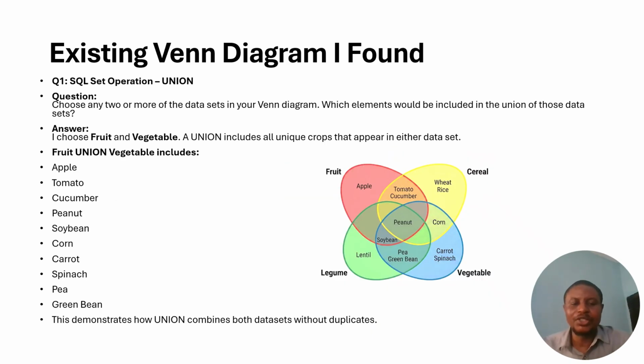So for question 1, using the union set operations, I chose fruit and vegetables. A union set includes all unique crops that appear in either data sets. You can see fruit union vegetable will include all these crops here: apple, tomato, cucumber, peanut, and the rest of them.